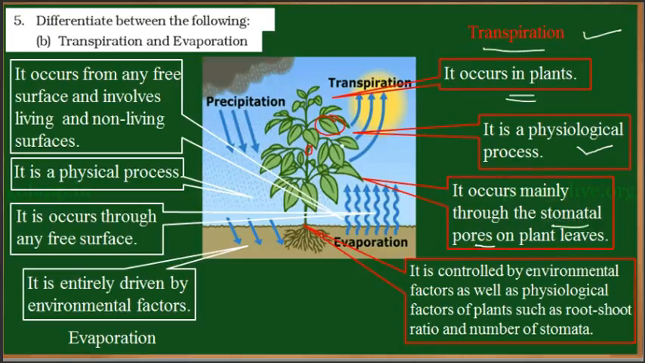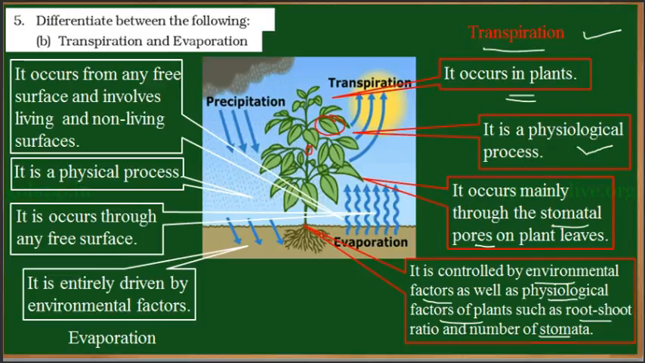On the surface of the leaves we can see minute pores, which are called stomata. This transpiration is controlled by environmental factors such as temperature, moisture, humidity, and it is also controlled by the physiological factors of plants such as root to shoot ratio and number of stomata. If the stomata are more, the rate of transpiration will be more.